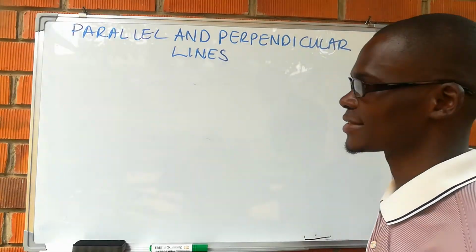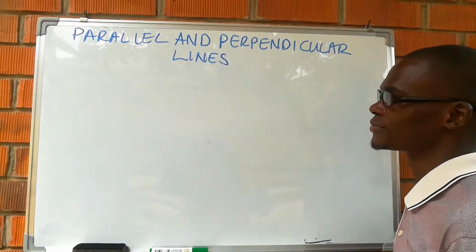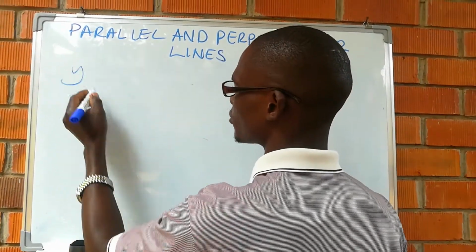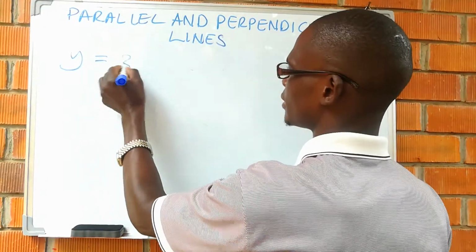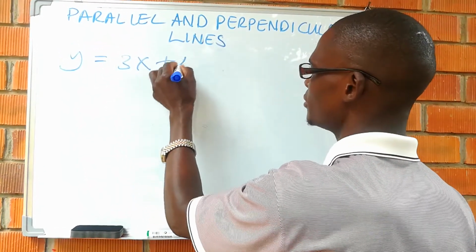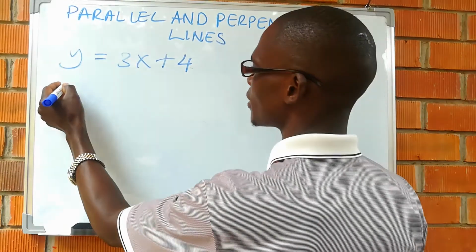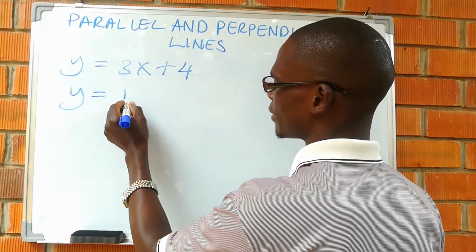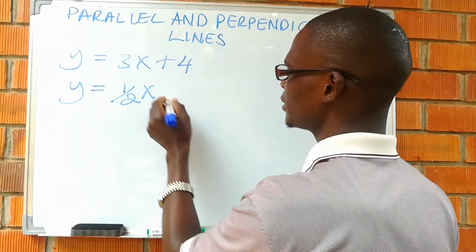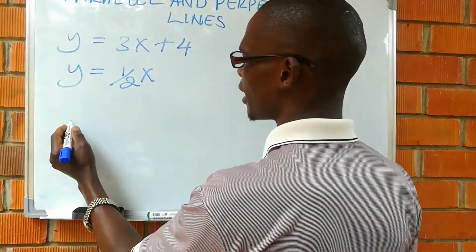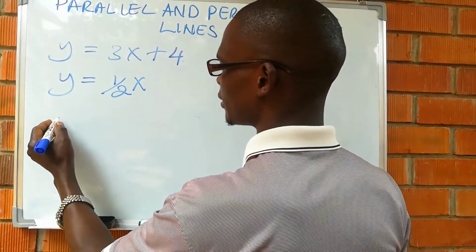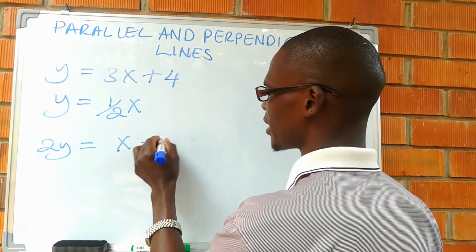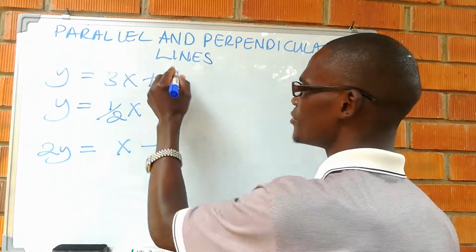So, for instance, they could say, determine whether these are parallel lines. We have y = 3x + 4. Then we also have y = maybe a half of x. Then we can also have 2y = x - 1. Which of these three are parallel lines?